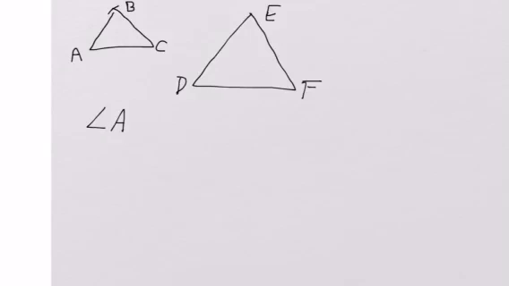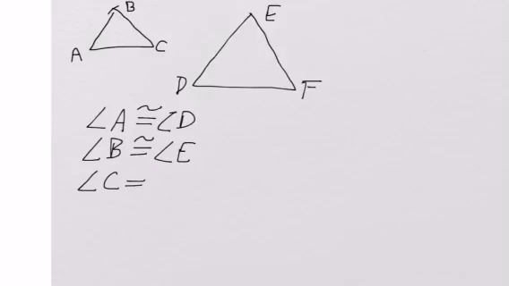So, I've drawn two similar triangles here, ABC and DEF. Now, the fact that these triangles are similar means that four things have to be true. One of them is angle A has to be congruent to angle D. Angle B is congruent to angle E. Angle C is congruent to angle F.